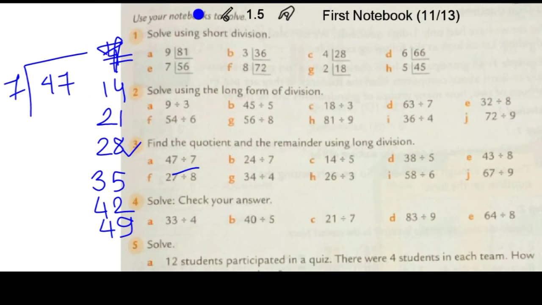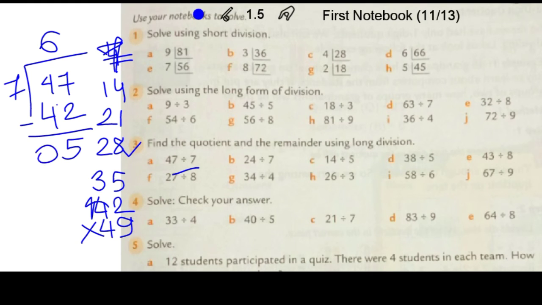So here this 49 cannot be subtracted from 47. So just above that, 42. Okay, now how many times does this 42 come? 6 times. 7 sixes are 42. Let's subtract. 7 minus 2 is 5, 4 minus 4 is 0. So here our quotient is 6 and remainder is 5.